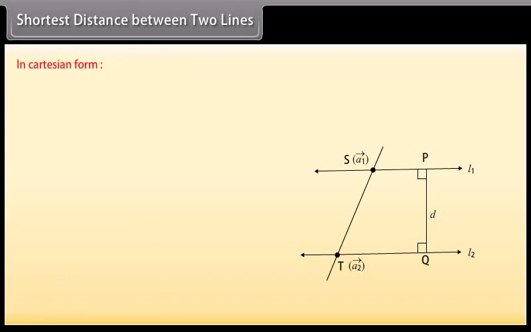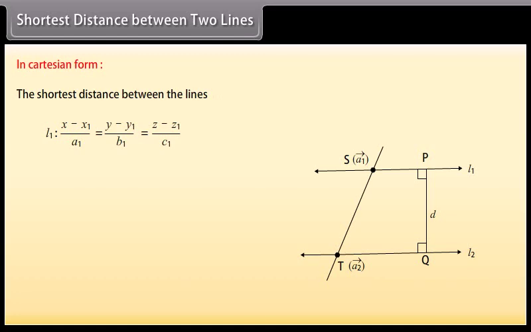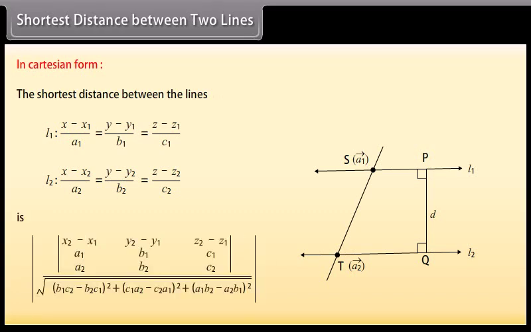In Cartesian form, the shortest distance between the lines L1: (x minus x1)/a1 equals (y minus y1)/b1 equals (z minus z1)/c1, and L2: (x minus x2)/a2 equals (y minus y2)/b2 equals (z minus z2)/c2, is modulus of determinant, row-wise, first row x2 minus x1, y2 minus y1, z2 minus z1, second row a1, b1, c1, third row a2, b2, c2, divided by square root of (b1c2 minus b2c1) squared plus (c1a2 minus c2a1) squared plus (a1b2 minus a2b1) squared.